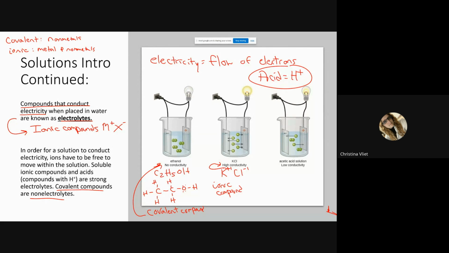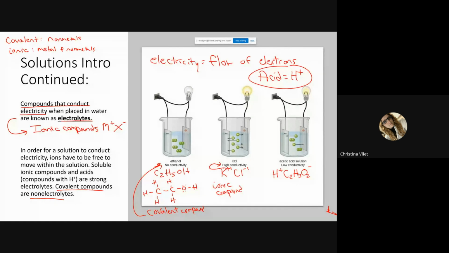So even if you don't know what acetic acid is, it's the acid in vinegar. We'll be working with it later this unit in a lab. I'm going to go ahead and write out its formula. And it says here it has a low conductivity. So it has a conductivity, but it's not as great as that of a regular ionic compound. It's because it's a weak acid, which we'll talk about another day.